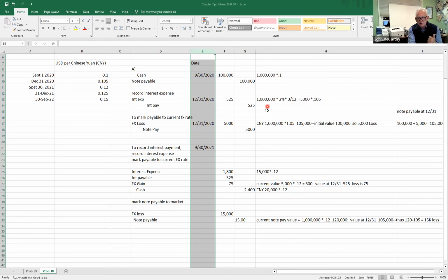The Chinese piece is easy, right? It's the principal times the interest rate times the 3/12 of the month. And that's what we owe in Chinese yuan. That's how you would do it in US dollars, right? But it's not in US dollars. So we owe 5,000, and at 12/31, it costs us 0.1005, 10.5 cents to get one. So that's $525. So we debit interest expense and credit interest payable.